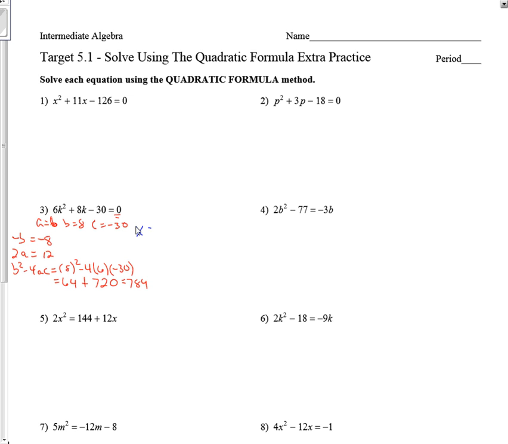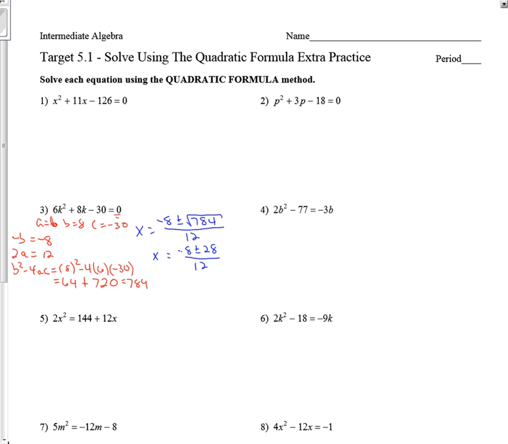So we have x equals the opposite of b, which was negative 8, plus or minus the square root. We'll put that discriminant, the b squared minus 4ac, into the square root. And on the bottom is 2a, which is just 12. And then the square root of 784 is 28.